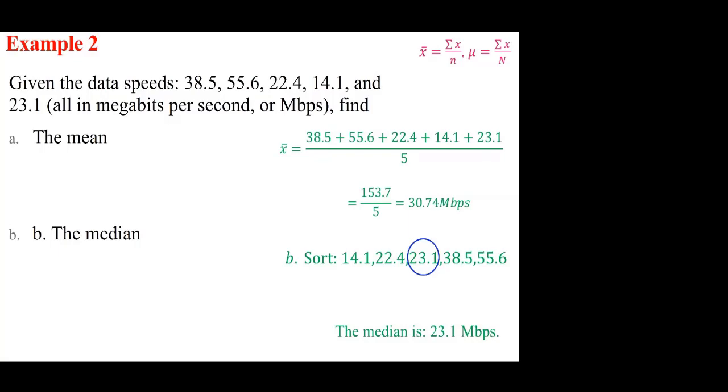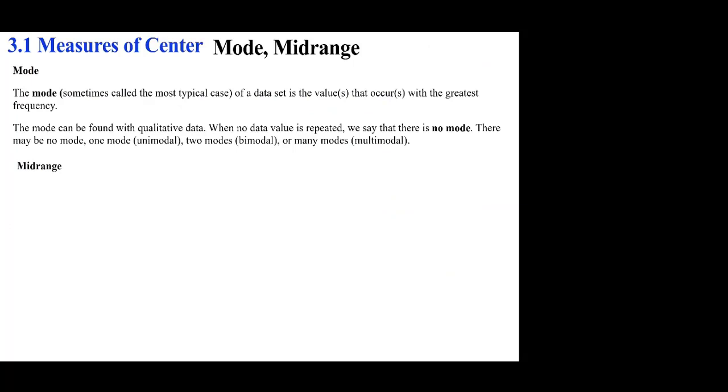That's the idea that was discussed in the previous page. What is the meaning of the mode? The mode, sometimes called the most typical case of a data set, is the value or values that occurs with the greatest frequency. The mode can be found with qualitative data. When no data value is repeated, we say there is no mode. There may be no mode, 1 mode, 2 modes, or many modes.